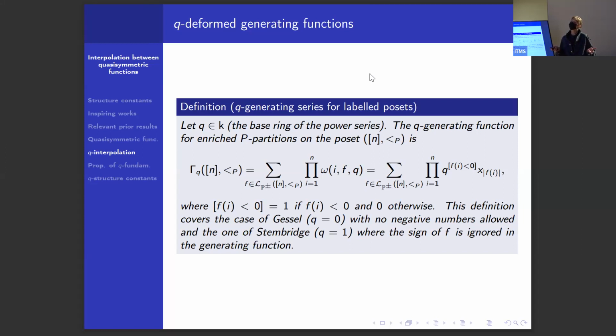One may already see that this definition covers the case of Gessel when Q equals 0, with only positive P partitions that are authorized, and the case of Stembridge for Q equals 1, where the sign of F is ignored by the absolute value.